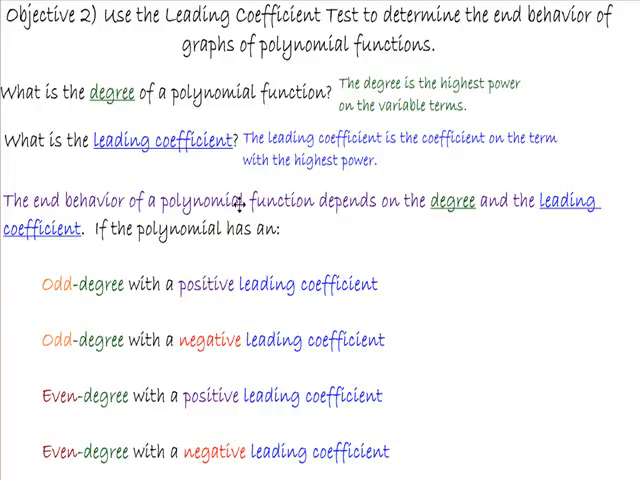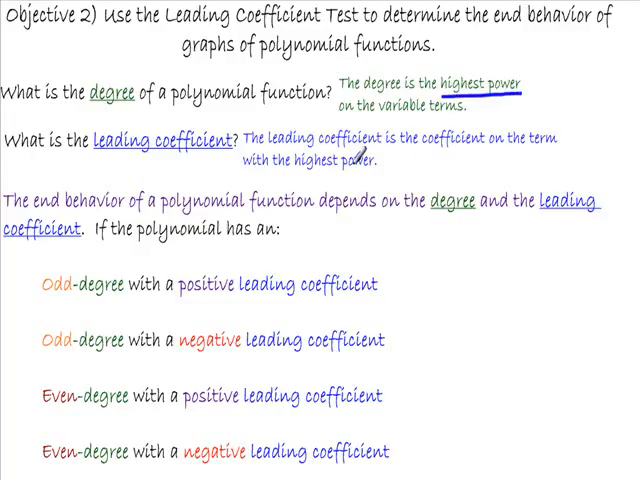Hi, let's take a look at how we can use the leading coefficient test to determine the end behavior of graphs of polynomial functions. So we first need to define a few terms. What is the degree of a polynomial function? Well, the degree of a polynomial function is the highest power on the variable terms.